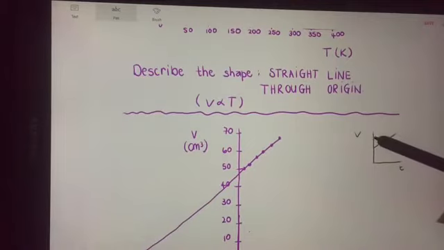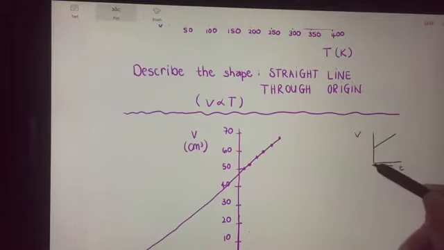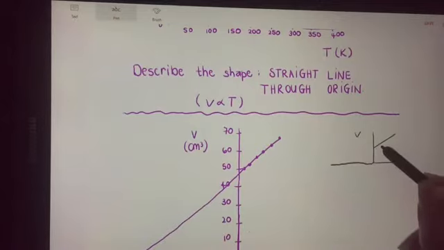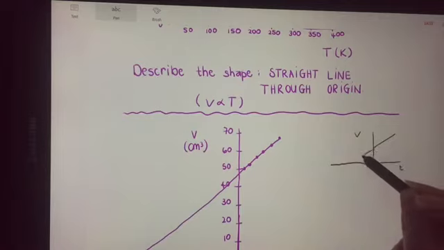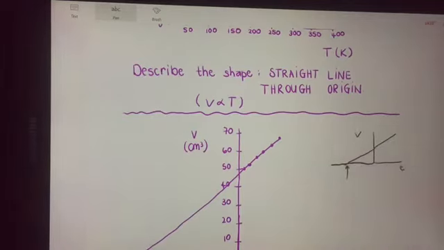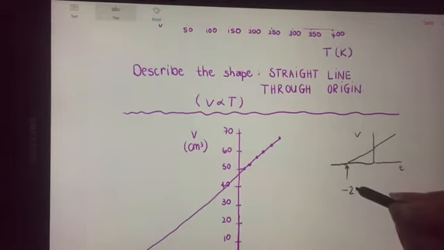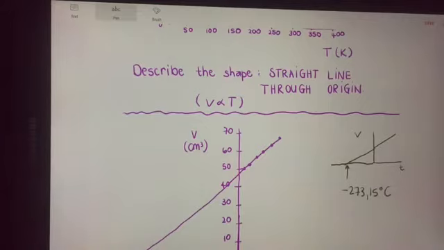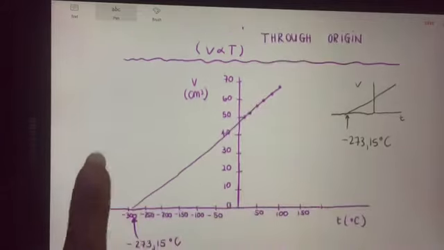If you plot a graph of just volume versus temperature in degrees Celsius, it still shows direct proportion, but it looks like that. If I extend my x-axis and I extend this line over here, where is it going to intercept my x-axis? At negative 273,15 degrees Celsius. Okay, right.